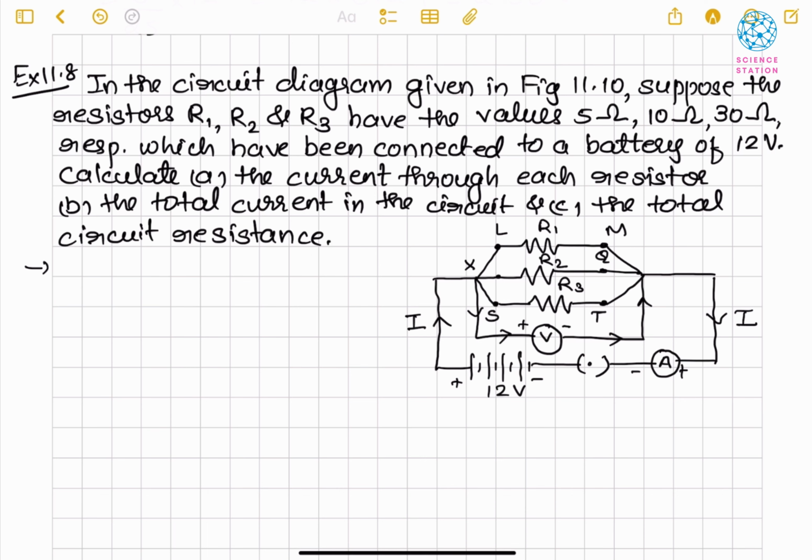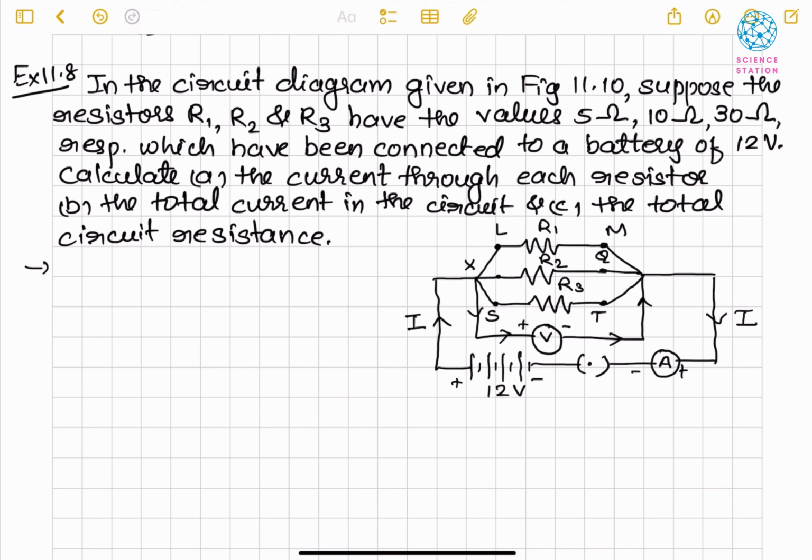Now it is given in the circuit diagram given in the figure. Suppose the resistors R1, R2 and R3 have the values 5 ohm, 10 ohm, 30 ohm respectively, which have been connected to a battery of 12 volt. Calculate the current through each resistor, the total current in the circuit and the total circuit resistance.